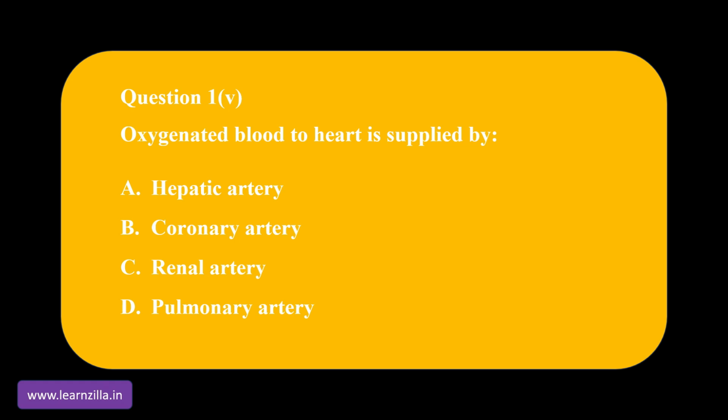Oxygenated blood to the heart is supplied by which of the following? Hepatic artery, coronary artery, renal artery or pulmonary artery? Yes, the right answer is coronary artery. Coronary artery supplies oxygenated blood to the heart, whereas coronary vein takes away the deoxygenated blood from the heart. Hepatic refers to liver, renal refers to kidney, pulmonary refers to lungs. Whereas coronary artery is the one which supplies oxygenated blood to the heart.